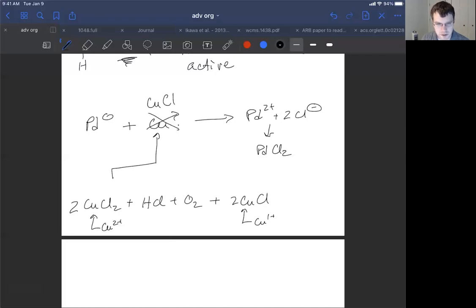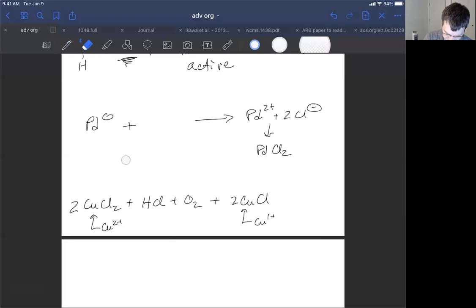Let's see, do I have that right? I feel like that's not making sense. Okay, I think what happens, this is Willoughby just kind of going off on his own, is that the palladium 0 interacts with the copper chloride to make palladium dichloride plus copper 1 chloride.